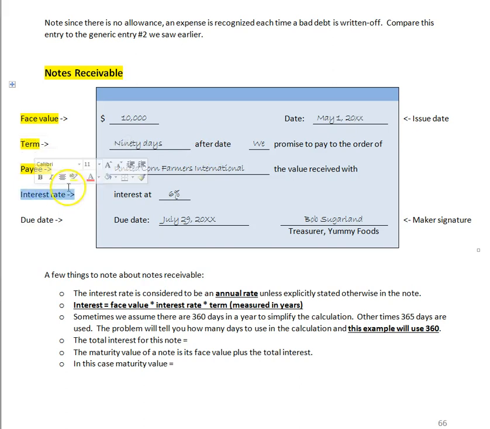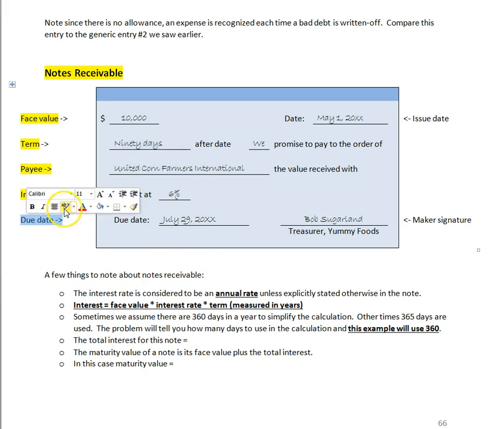We have the interest rate. The interest rates are a little tricky if you see them on financial documents. This 6%, they're not going to earn over 90 days. This 6% is an interest rate. All interest rates are assumed to be yearly interest rates unless specifically stated otherwise in the document. So 6% is an annual rate that they're going to earn over an entire year if they held it for an entire year, but they're not going to because it's only for 90 days. So we're going to see how we adjust for that in a second.